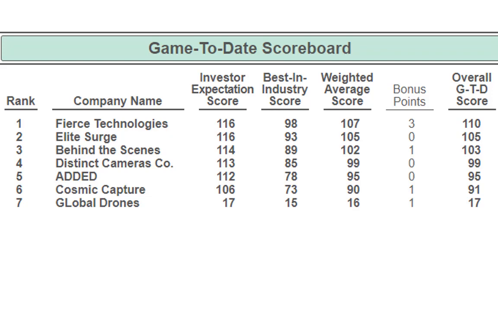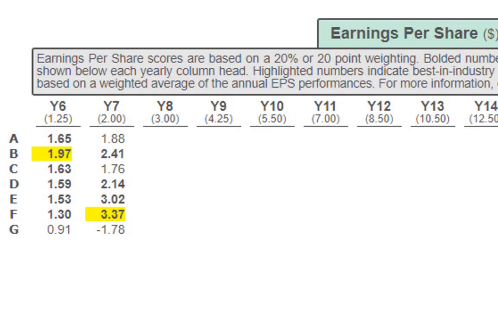So let's go ahead and look at the earnings per share, return on equity, and stock price. For Year 7, Company F actually had best in industry at 3.37. This time, not everyone met expectations. Only a few of you did, which would be B, D, E, and of course F. Company G is now minus 1.78, so they have a long way to go. Luckily for them, we start all over with Year 6, but don't make the same mistakes over again.